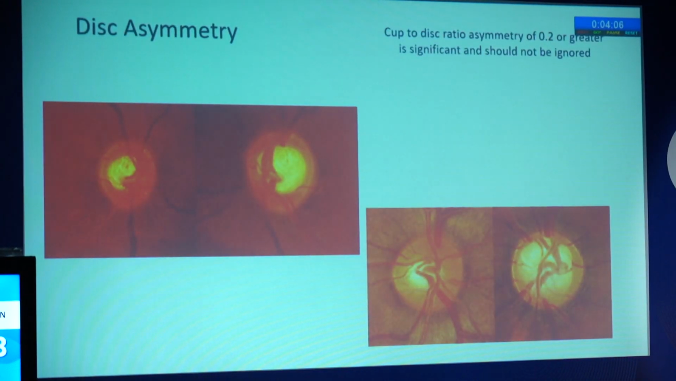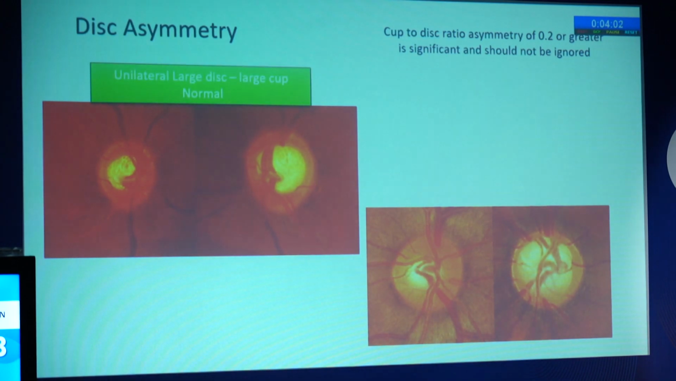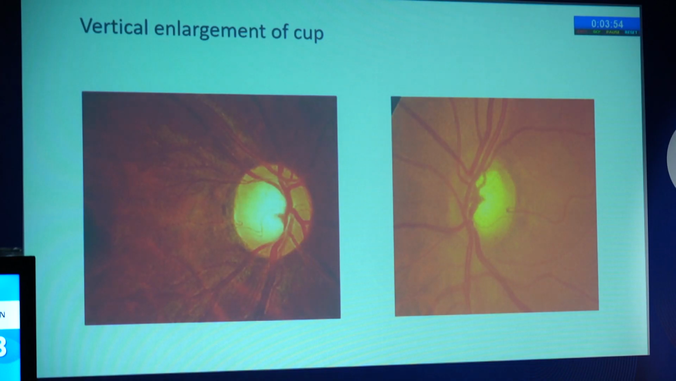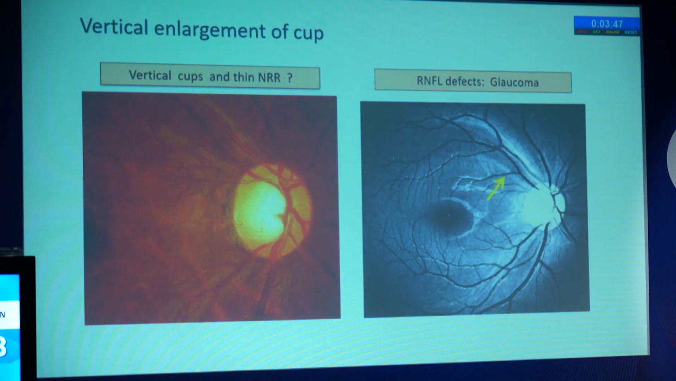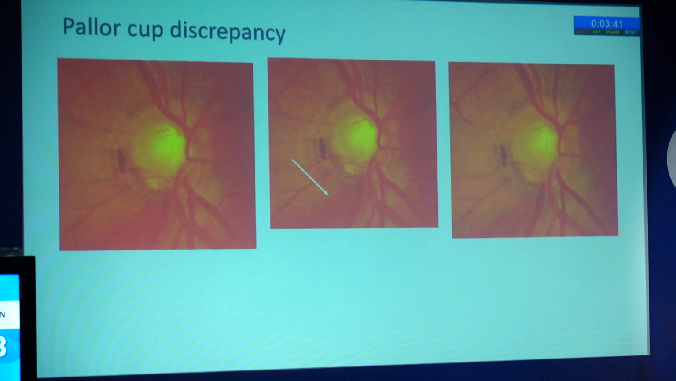Asymmetry can be an initial sign of glaucoma, but a unilateral large disc with a large cup can be totally normal, whereas the same disc size with a large cup and thin NRR can be abnormal. Vertical enlargement of a cup in a vertically oval disc can be totally normal, but if a vertical cup with thin NRR comes along with RNFL thinning like this, superior-temporal, it can be glaucoma.